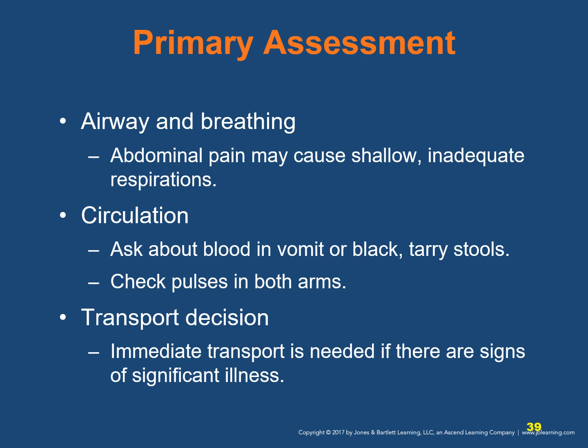Airway and breathing. Abdominal pain may cause shallow, inadequate respirations. In terms of circulation, ask the patient about blood in vomit or black tarry stools. Pulse rate, quality, and skin condition may indicate shock. So check pulses in both arms. A difference in pulse strength between the two arms may indicate an aortic dissection. Shock may be caused by hypoglycemia or be the result of severe infection.